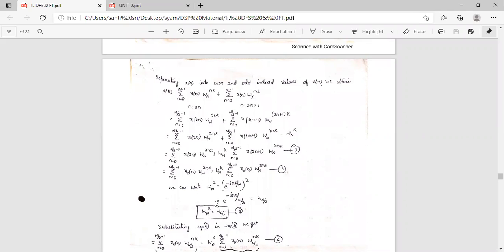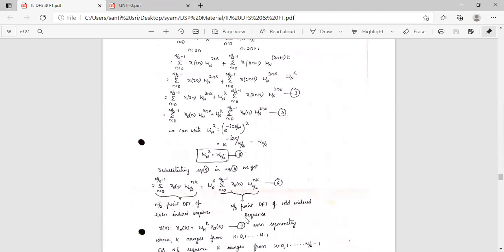Why? Because W_N is e power minus j 2 pi by N, whole power 2. This power 2 can be written like this: e power minus j 2 pi by N/2, that is W_(N/2), right? So W_N square can be written as W_(N/2). Let it be considered as equation number 5. Now replace W_N square as W_(N/2).